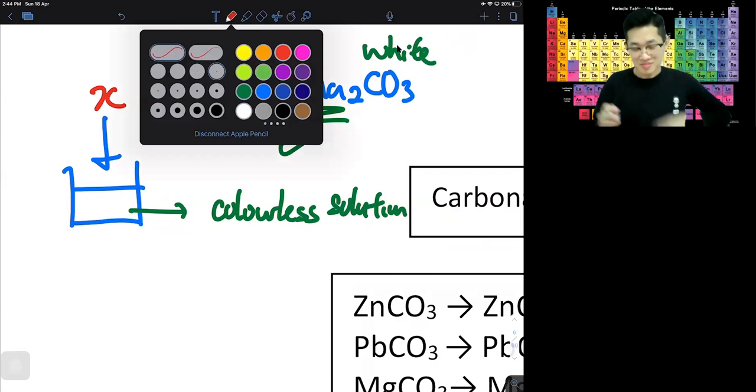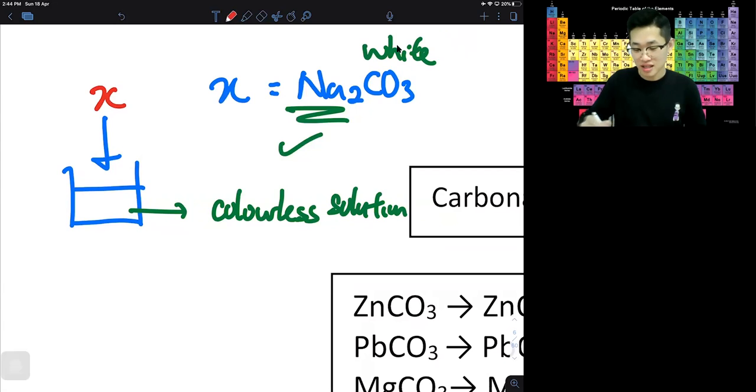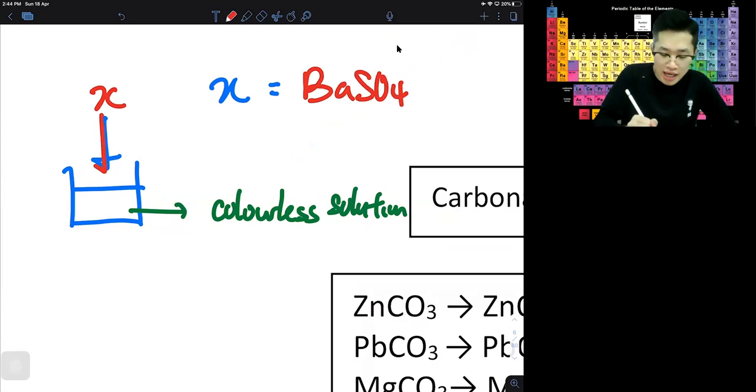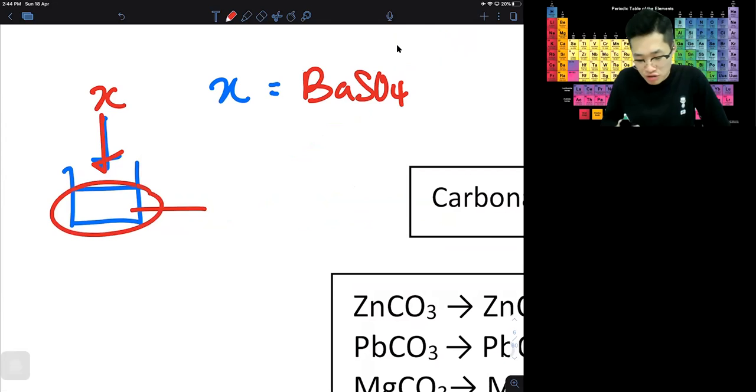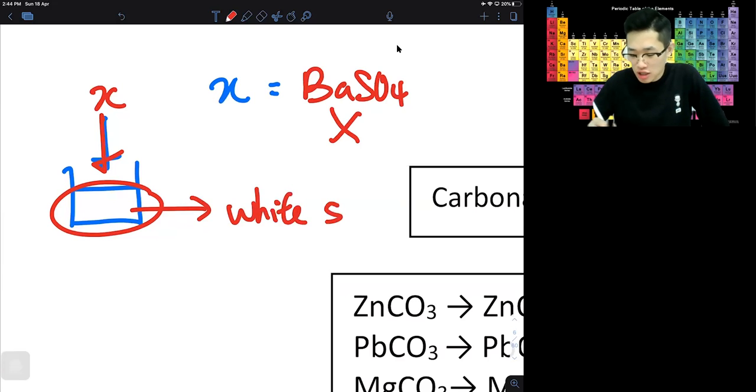Okay, colorless solution. Then next, if I put BaSO4 into the water, what is the observation that you are going to see here? Yes, very good. You all know that it's insoluble, and the color is white, right? So you will see a white solid, or you can call it a white precipitate.